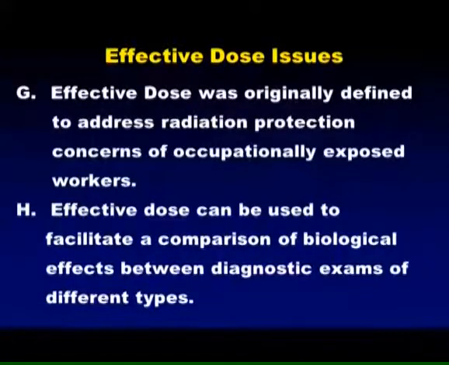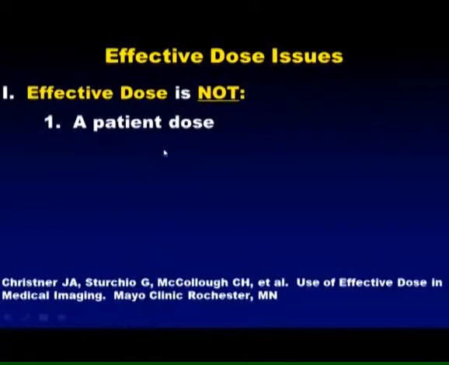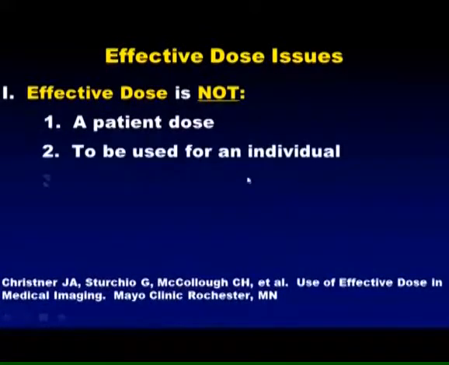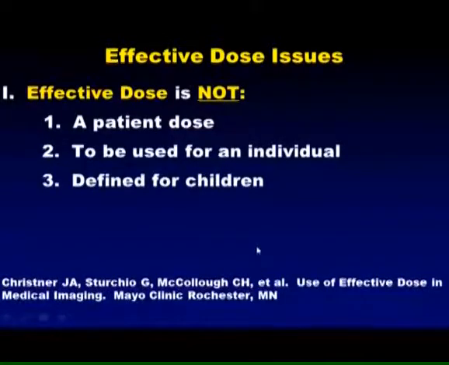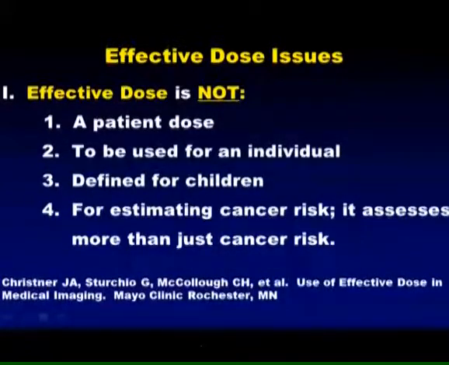Now, it is true that I can use effective dose appropriately to compare biological effects between two diagnostic exams of different types, but please notice, there's nothing in this that suggests that we're doing this for individual patients. If I were doing H here, I'd be doing it for large groups of patients. I'm comparing two different exams. So effective dose is not a patient dose. It's not to be used for an individual. It's not technically defined for children. And it was never meant to just estimate cancer risk. It assesses more than just this risk.